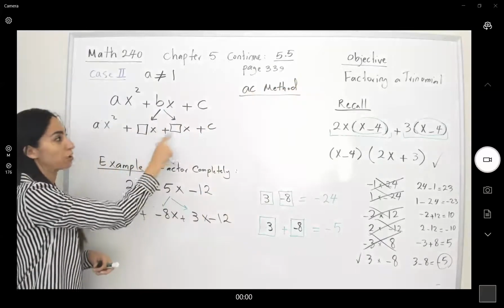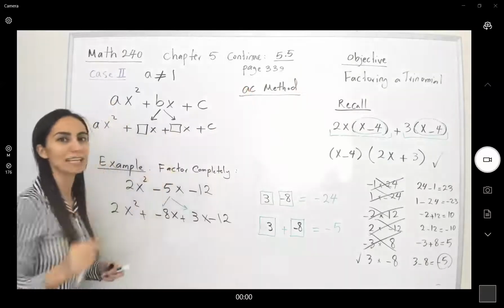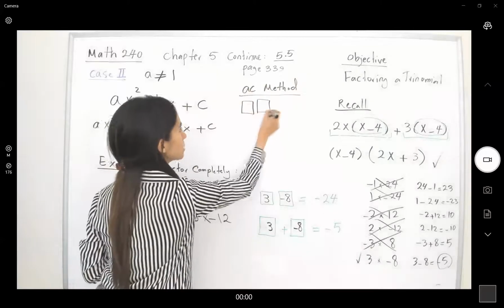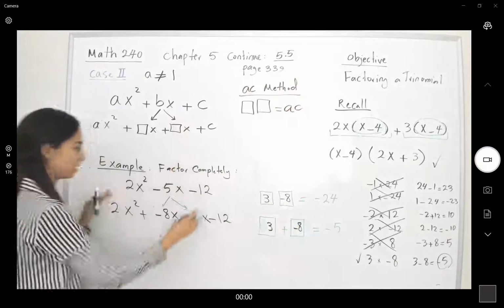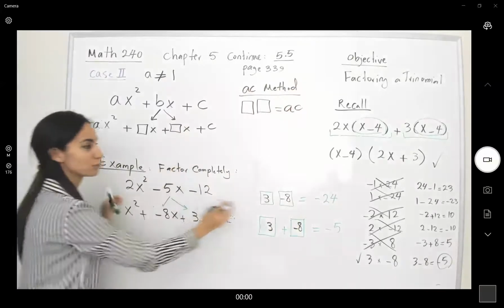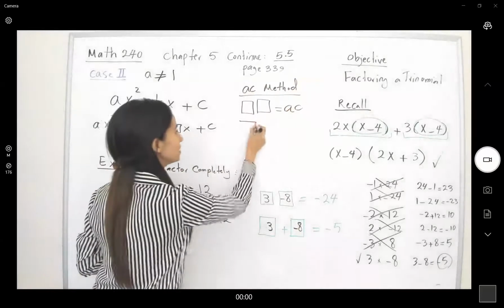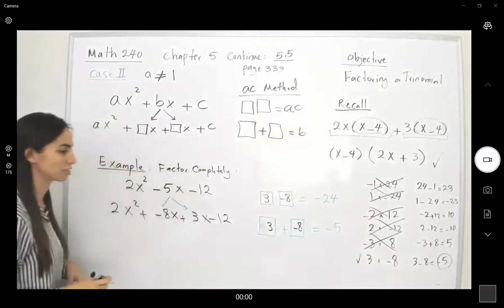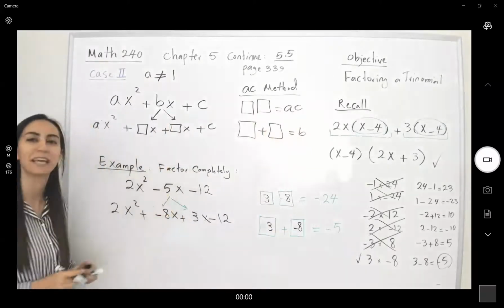So the multiplication of these two numbers must be equal to a times c. That's why we call it the AC method. The first box times the second box is AC. Remember that? AC in our case was 2 times negative 12, negative 24, and their sum is equal to the sum 3 plus negative 8, which is negative 5.